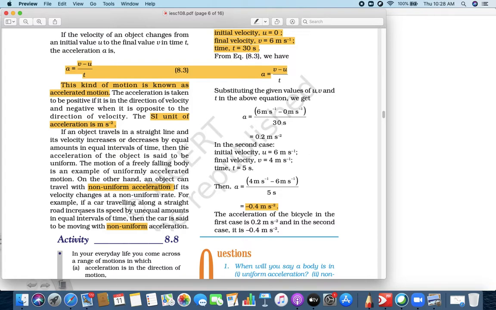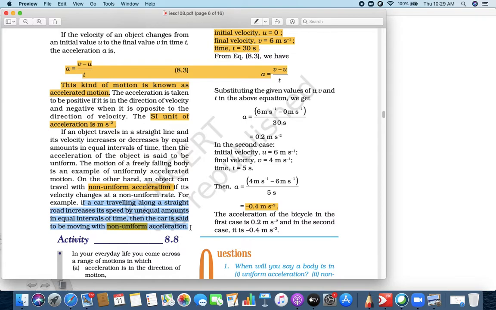Similarly, in real life, our roads are definitely straight in parts, but they have many turns, many barriers and all those things. So we can say that if an object travels, but the speed is increasing or decreasing by unequal amounts, then it is called non-uniform accelerated motion. So understand these two small things.